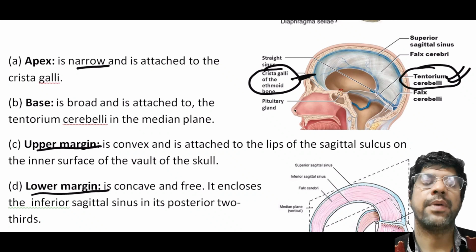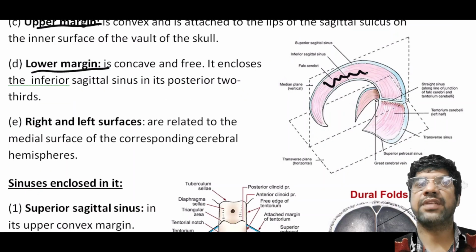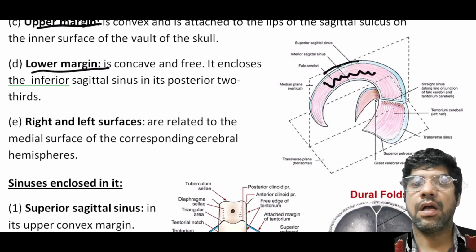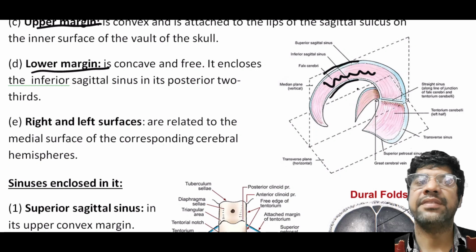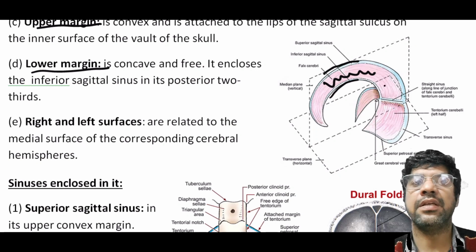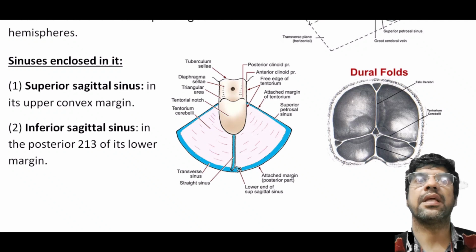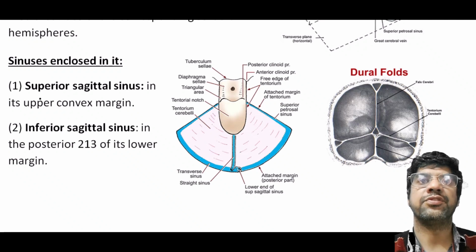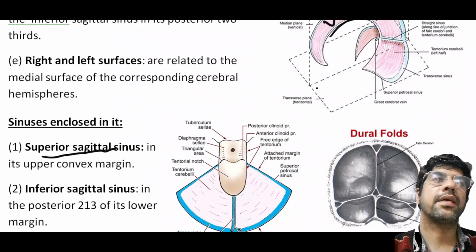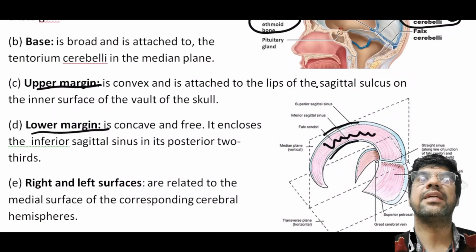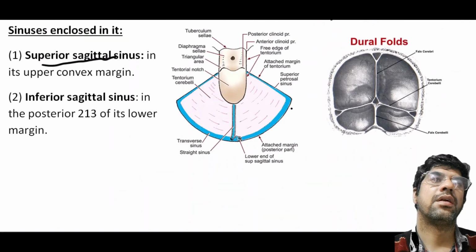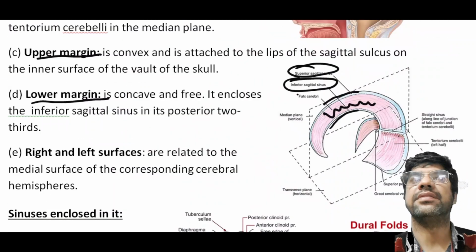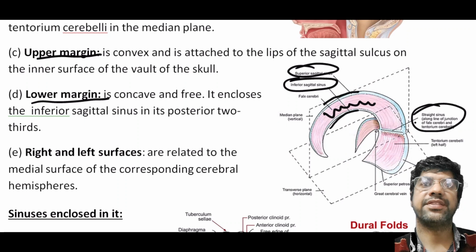It has two margins, upper and lower. The upper margin is curved and attached to the sagittal sinus, whereas the lower margin is curved the other way and is free. What are the structures enclosed in it? The superior sagittal sinus, the inferior sagittal sinus and the straight sinus.